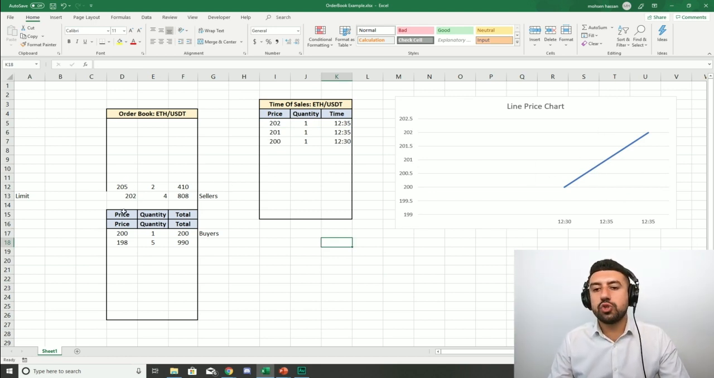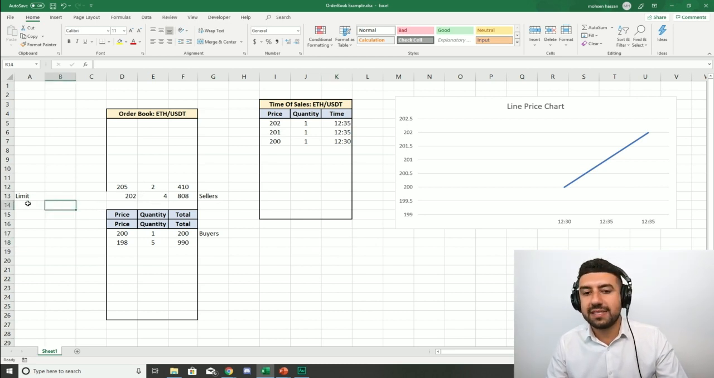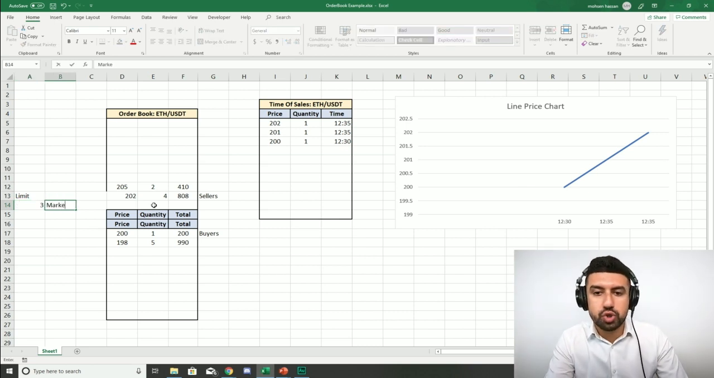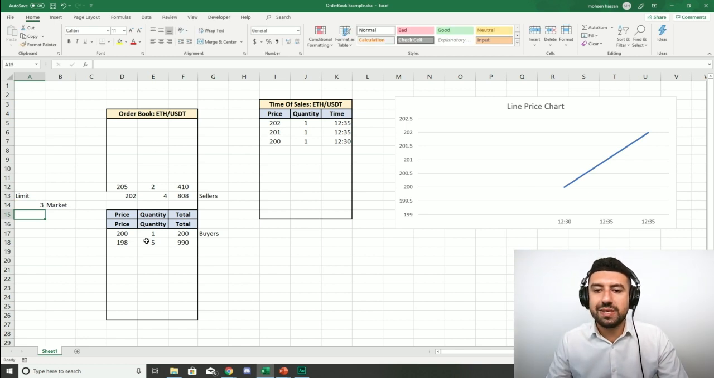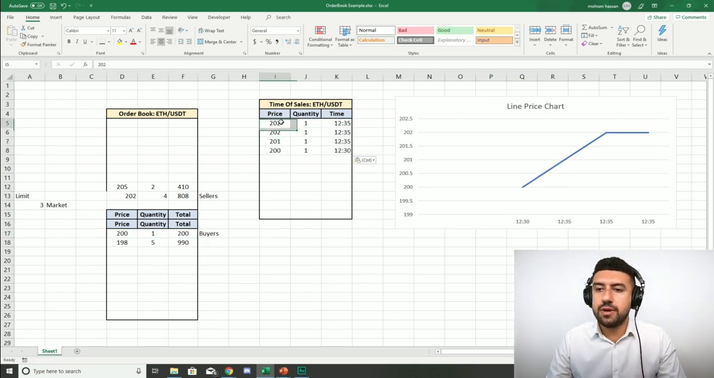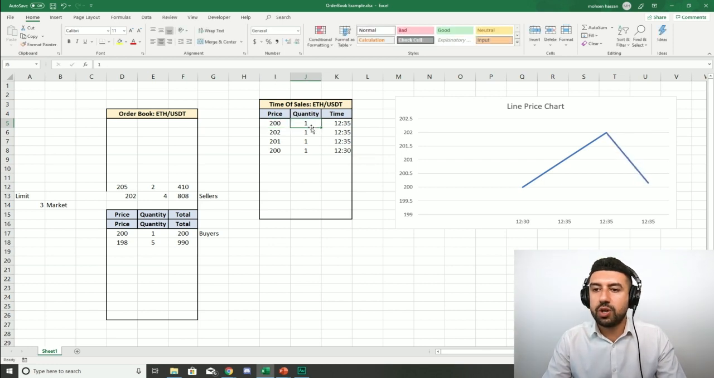As people send orders to buy and sell, some people can send market orders. If somebody sends a market order to sell 3 coins, there's no price, it'll just go and sell. It'll be like, okay, I want to sell 3 coins. It'll sell to this buyer that has the price of 200. So this is going to go down, and at 200 he wants one. So there's going to be 1 coin, and let's say it's 12:36.